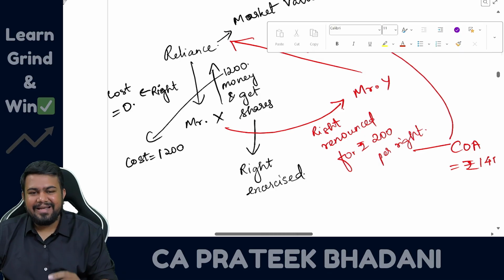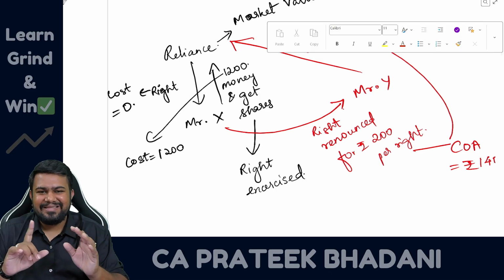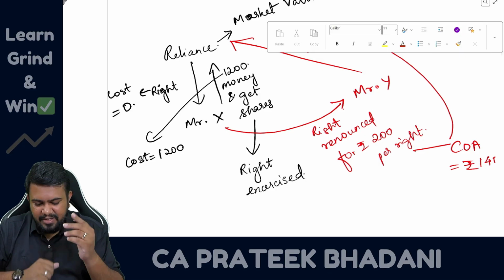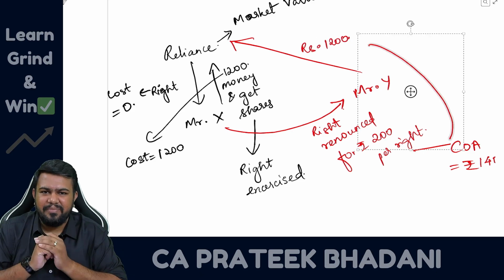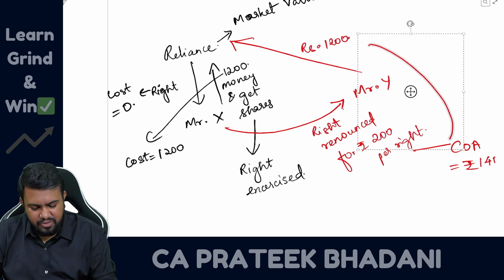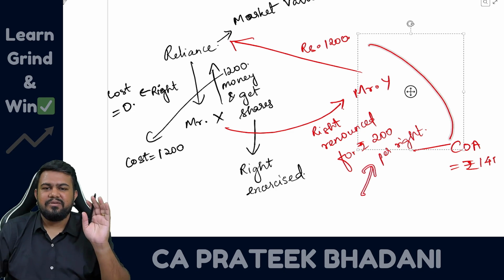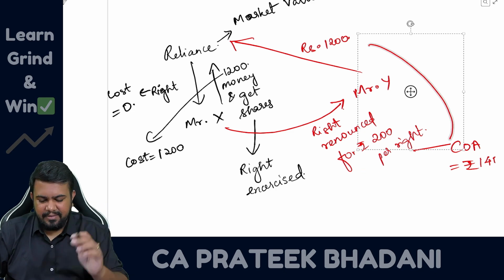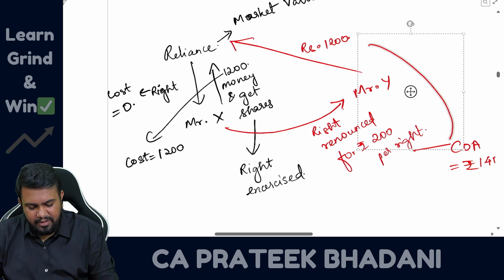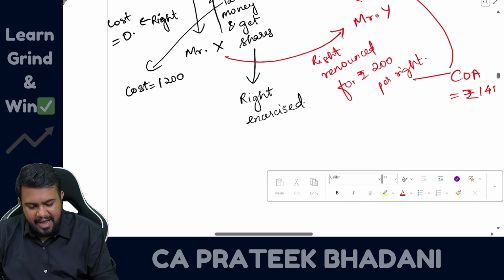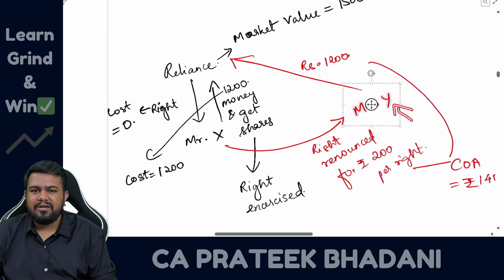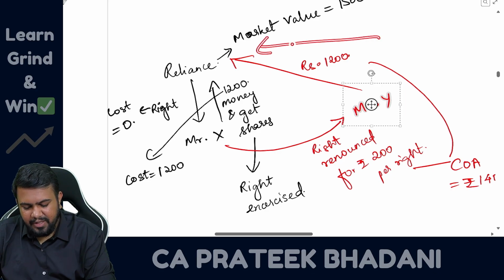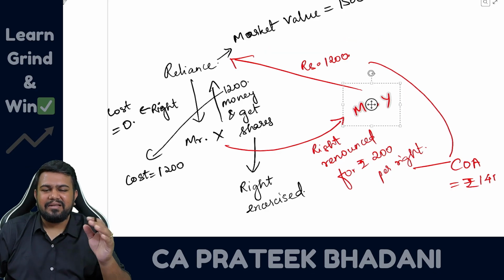But will Mr. X sell the rights just like that? The answer is no. He will charge some money. So Mr. X tells him, you take my rights to buy the Reliance company shares, and I am selling these rights to you for 200 rupees, for 200 rupees per right. Now Mr. Y will pay 200 rupees, and after getting the rights, the rights will belong to Mr. Y. Now Mr. Y will pay 1200 rupees to Reliance and get the shares.